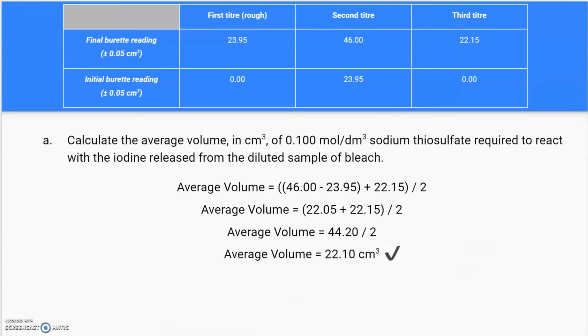So let's get to part A. It asks us to calculate the average volume of the sodium thiosulfate required to react with the iodine released from the diluted sample of bleach. For this, we will be using the data that's given to us in the table, and we can tell that we have three titers, the first, the second, the third, and we have the initial and final readings of each of them.